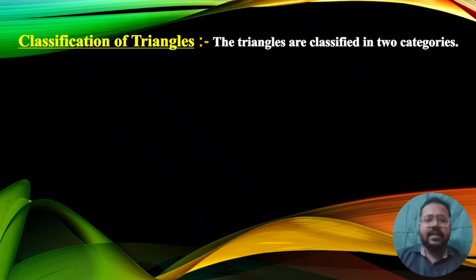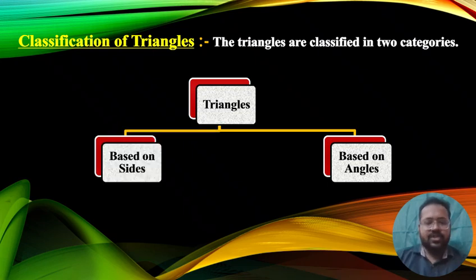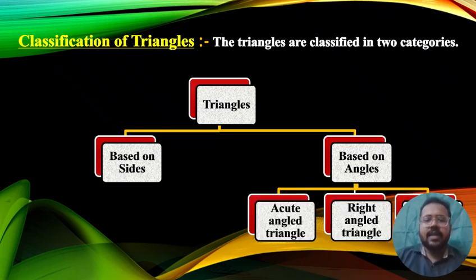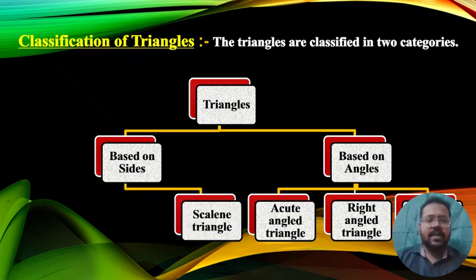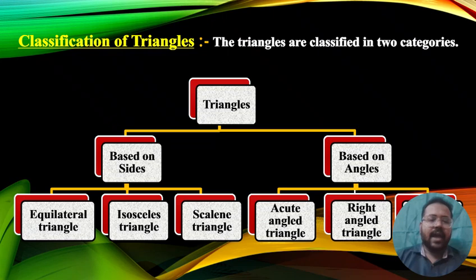Classification of triangles. The triangles are classified into two categories, that is, based on angles and based on sides. The triangles based on angles are further classified into three subtypes: obtuse angle triangle, right angle triangle, and acute angle triangle. The triangles based on sides are also classified into three subtypes: scalene triangle, isosceles triangle, and equilateral triangle. Let's go through each one of them one by one.